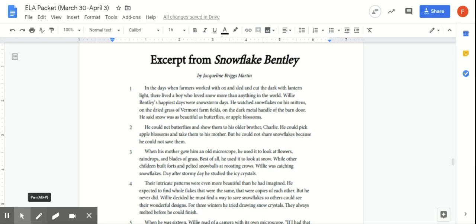Now, the first thing that we should do is skim the text and figure out what genre this text is. Is it fiction or is it nonfiction? Take a second to skim through the text and think about it.